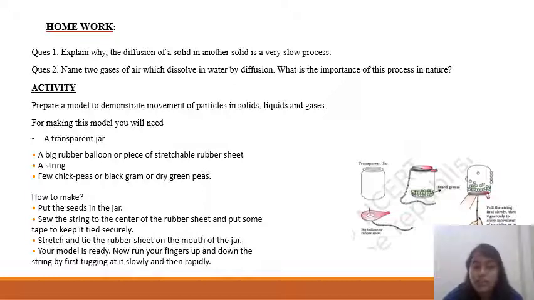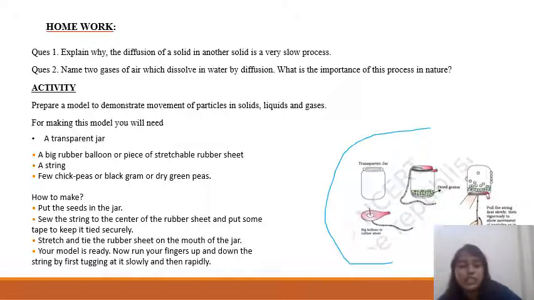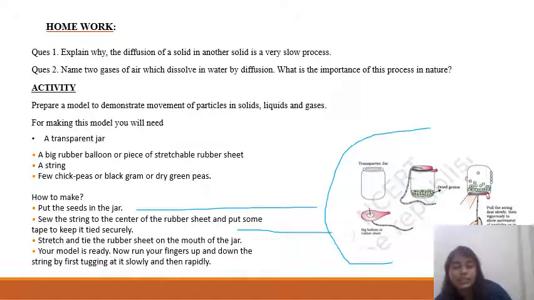And how to make it? You can also see the picture present over there. You just have to put the seeds into the jar. After that, sew the string to the center of the rubber sheet and put some tape to secure it properly. After that, stretch and tie the rubber sheet on the mouth of the jar and your model is ready. So now run your fingers up and down the string, first tugging at it slowly and then rapidly. Okay students?